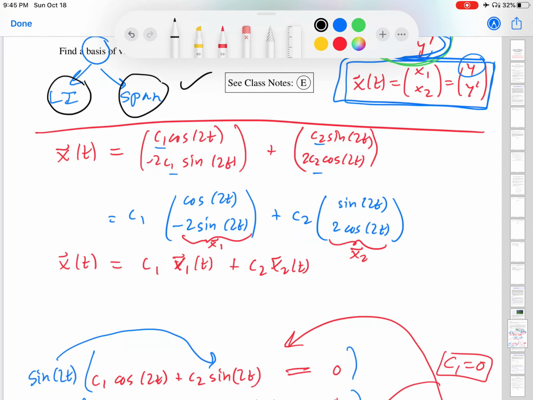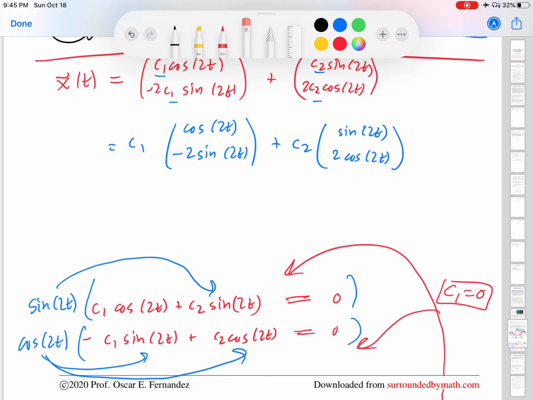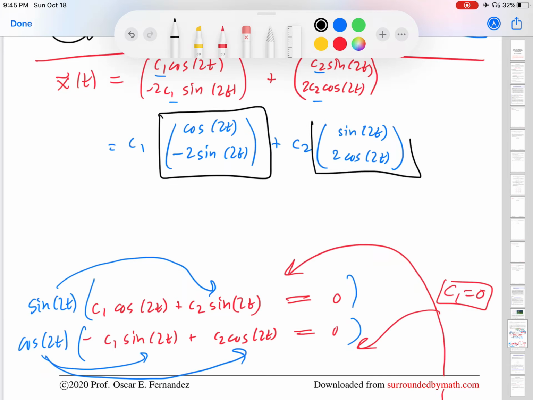So we did linear independence up here as well. We did linear independence, we did span. So we have found the basis. And what is the basis for this space of solutions? It's exactly these two vectors here. These two vector valued functions here. Okay, so we're done with the example.